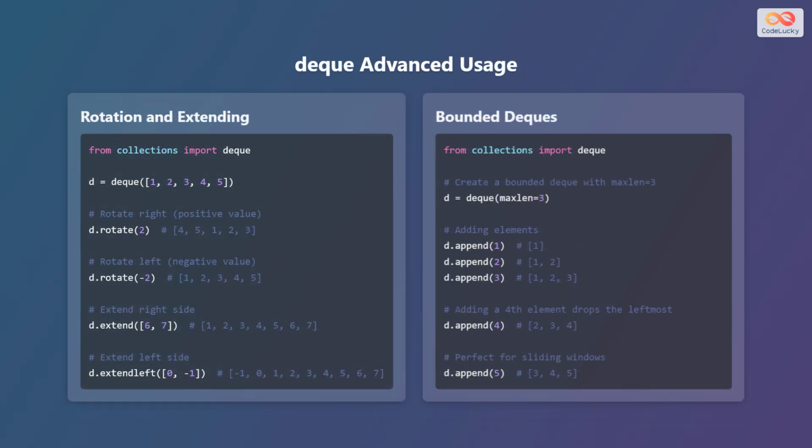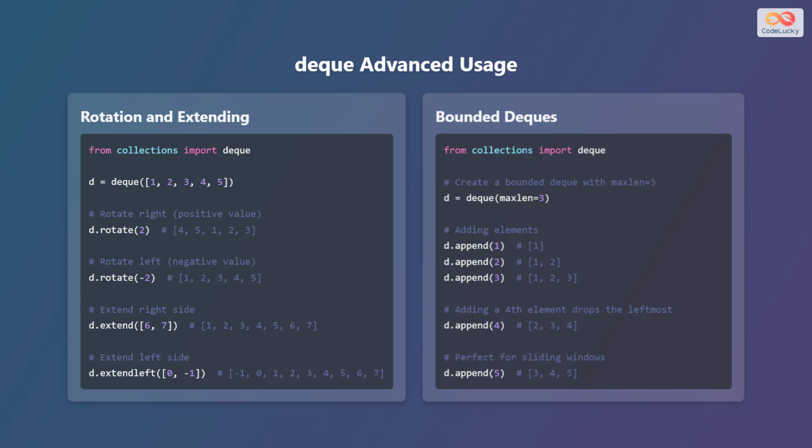Let's explore some advanced usages of deques. You can use rotation and extending. First, import deque from the Collections module. Then create a deque with the values 1, 2, 3, 4, and 5. To rotate to the right, use d.rotate(2). This will move the last two elements to the front, resulting in the deque containing 4, 5, 1, 2, and 3. To rotate to the left, use d.rotate(-2). This will move the first two elements to the end, resulting in the deque containing 1, 2, 3, 4, and 5.